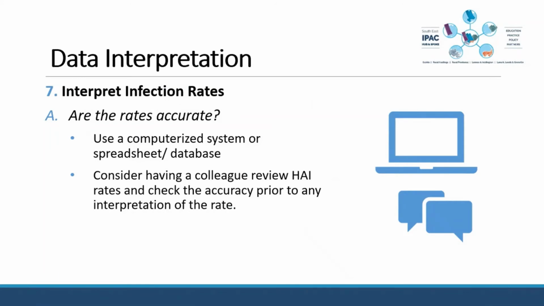So first, are the rates accurate? So are they correct? It is recommended that all infection rate calculations are pre-programmed into your computerized system and/or your spreadsheet or database that I talked about earlier. Using your computer is going to eliminate some of the potential for miscalculation, and it saves the infection control lead or the ICP some time, just because you can put it in and it'll do the math for you. It is also recommended to have another member of the infection control team review and, if necessary, recalculate the rates using your infection data just to make sure that they are accurate.